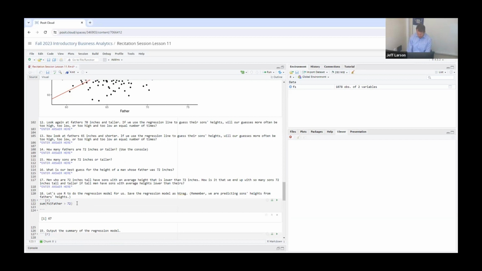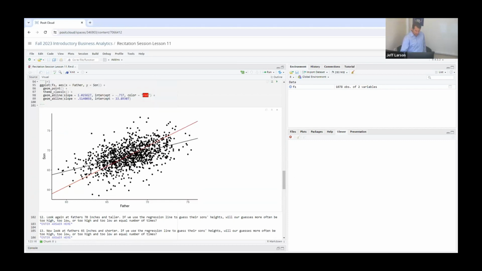Okay, now how many sons? Same thing. Sum of FS$son greater than 72. Okay, I'm going to execute both so we can see those. Okay, so we had 67 fathers that were taller than 6 feet. We had 118 sons that are taller than 6 feet. But our regression line says that somebody who is 6 feet is likely to have a son who is shorter than 6 feet.